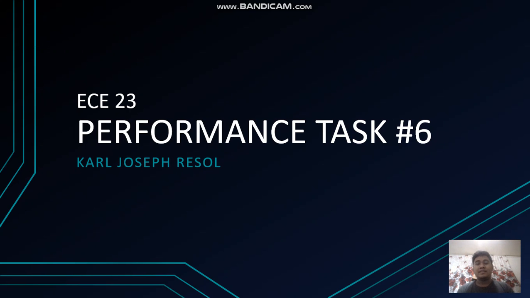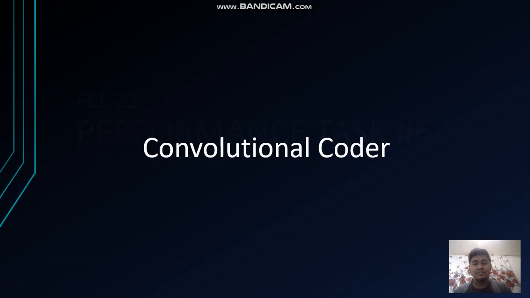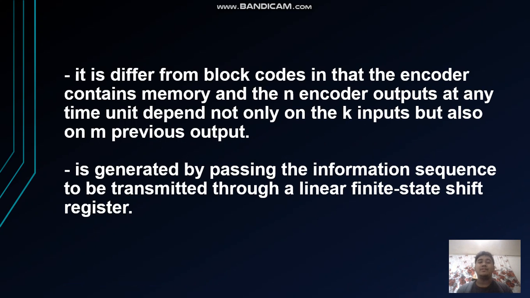This is Performance Test number 6, and our topic for today is about convolutional coders. So what is it? It is different from block codes in that the encoder contains memory. The encoder outputs at any time unit depending not only on the k inputs but also on m previous outputs. It is generated by passing the information sequence to be transmitted through a linear finite state shift register.